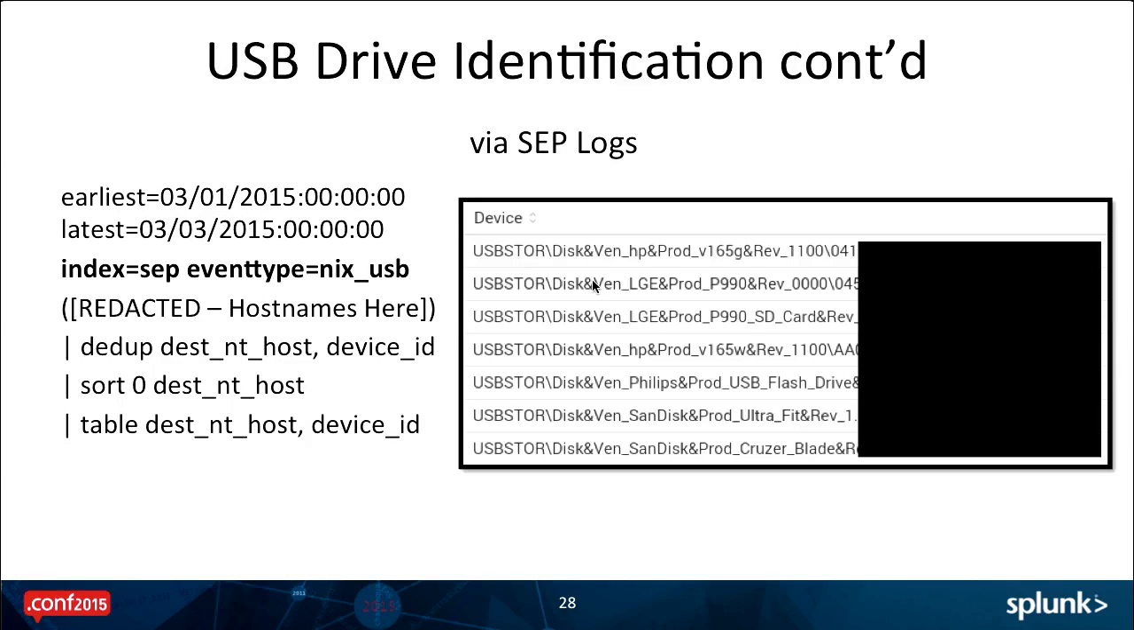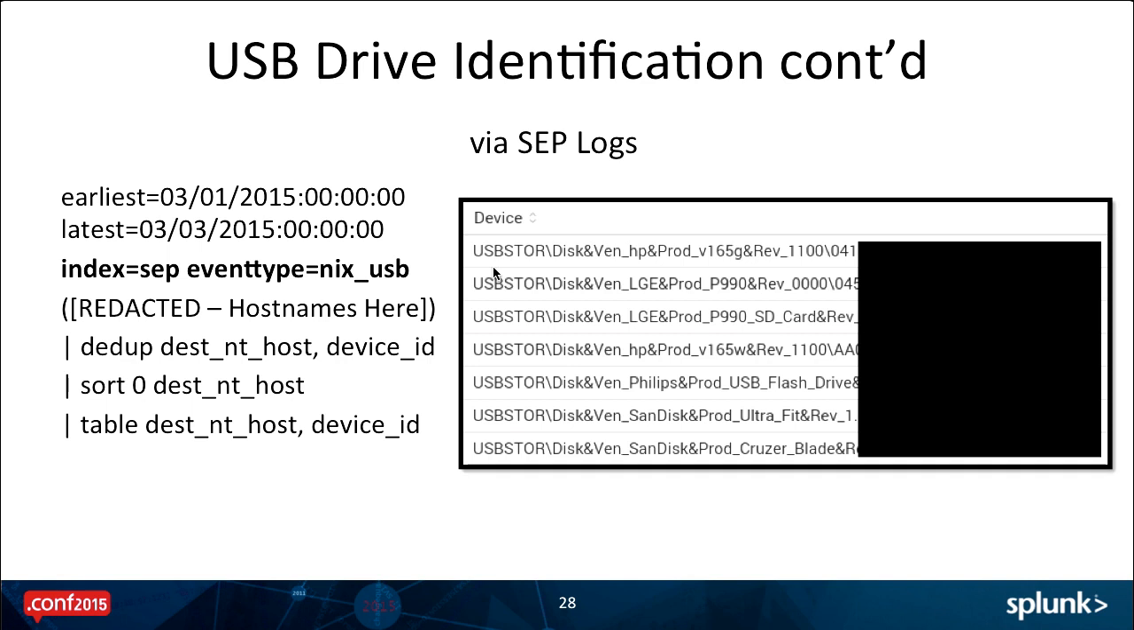So we switched over to using Symantec Enterprise logs, and in there's an event type, NIX USB, and it shows all the USB store devices. Anyone here do Windows forensics? Are you familiar with the USBSTOR registry key? You pull out RegRipper, you see all the different mount points. So that's what this provides to us.